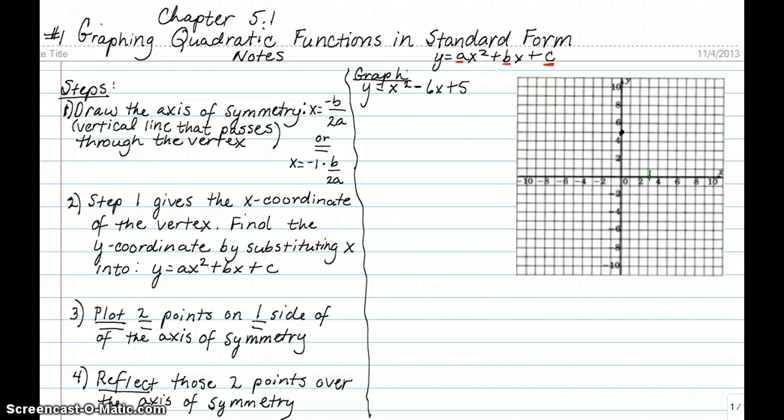So the first thing that you have to determine is your a, b, and c. So here's your standard form equation, y equals ax squared plus bx plus c. You can see I've underlined the a in red, the b in red, and the c in red. So in this case, there is no number there, which means it's a 1. This is negative 6 for your b, and this is 5 for your c. So we're going to go ahead and write that down. So a equals 1, b equals negative 6, c equals 5.